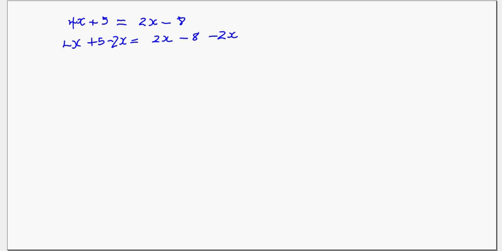So what in effect happens is that this 2x and this minus 2x cancel out. And I end up with 4x minus 2x. 4x minus 2x is what? 2x. So I end up with 2x plus 5 is equal to minus 8. 2x plus 5 equal to minus 8. What's the next step that I have to do?